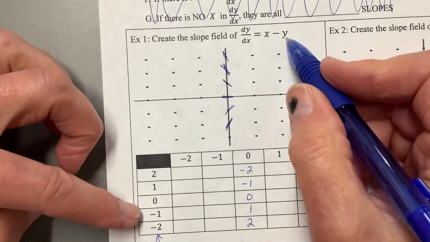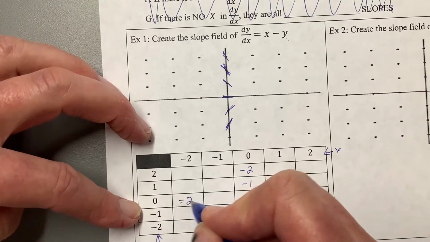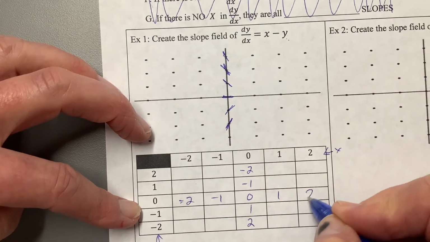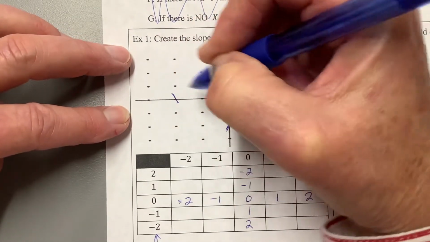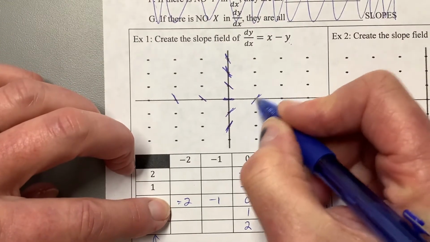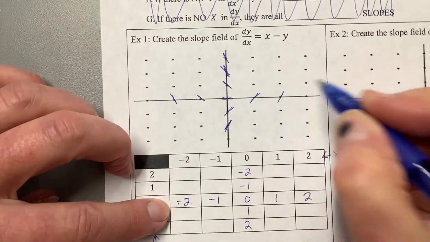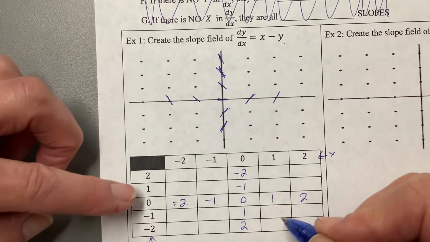All right, now if y is equal to 0, you've got just the x value. So that's down here. So this one's -2, so it's a little steep. This is the 45-degree line. We already did that one at 0. This one's 1, and that one's a little steeper at 2. Then you can fill in some of the rest.